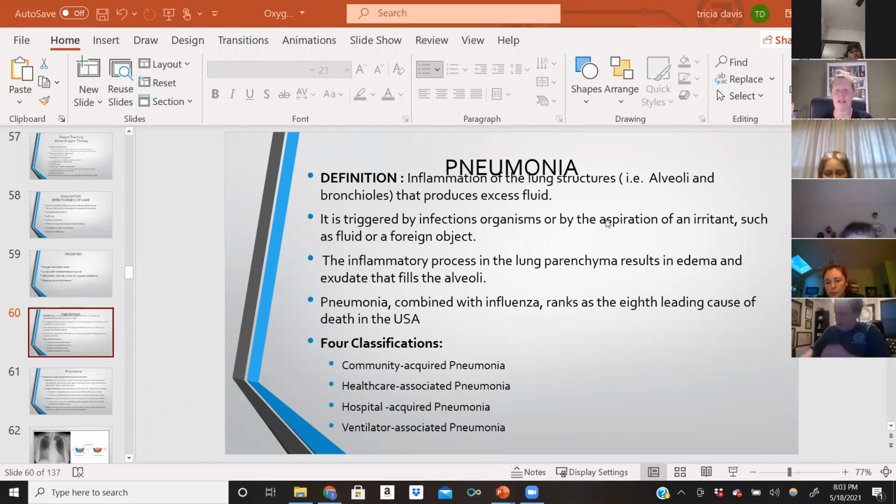Pneumonia combined with influenza ranks as the 8th leading cause of death in the United States. Those are big numbers. So we have 4 different types of pneumonia. We have community-acquired pneumonia, healthcare associated pneumonia, hospital-acquired pneumonia, and ventilator-assisted pneumonia. We're going to talk about these.